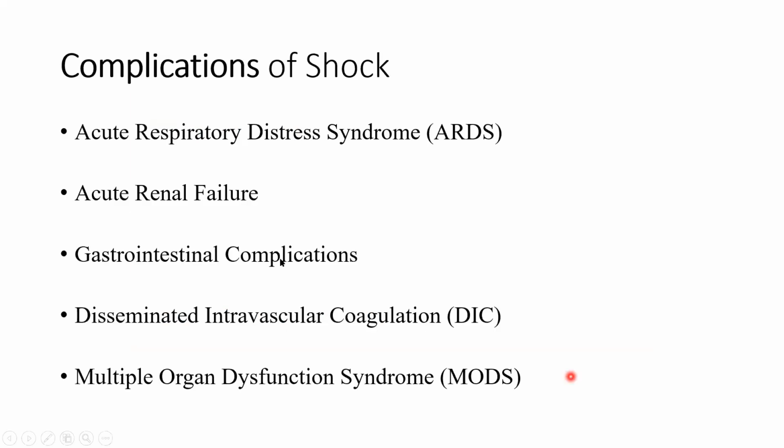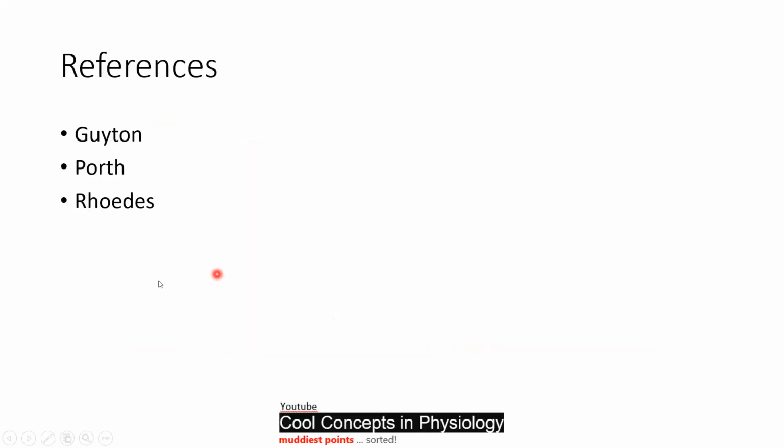Lastly, complications of shock are basically the main complications of all of the shocks together. Mainly there are septic shock complications, but they can happen in any type of shock. Okay, we have discussed most of them, and this basically concludes this lecture.